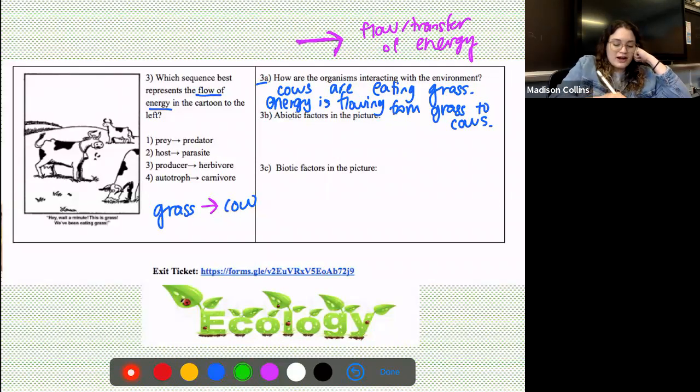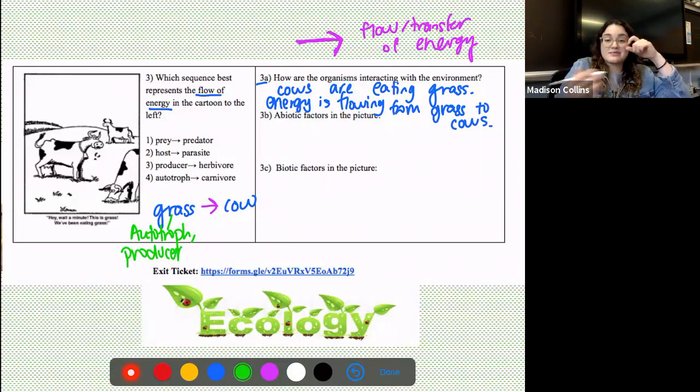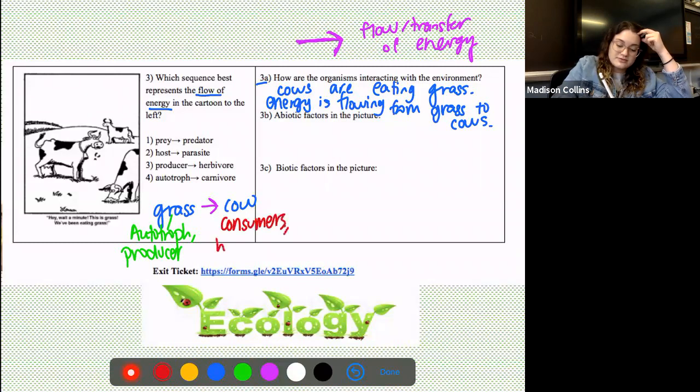Well, we know that grass is considered an autotroph or a producer, right? It can undergo photosynthesis and produce its own food. But cows, on the other hand, are consumers or heterotrophs. They have to eat other organisms for food. So now let's look at these answers. Is this a predator and prey relationship? I don't think so. Is this a parasite and a host relationship? I don't think so. But these next 2 look pretty viable because grass is both a producer and an autotroph.